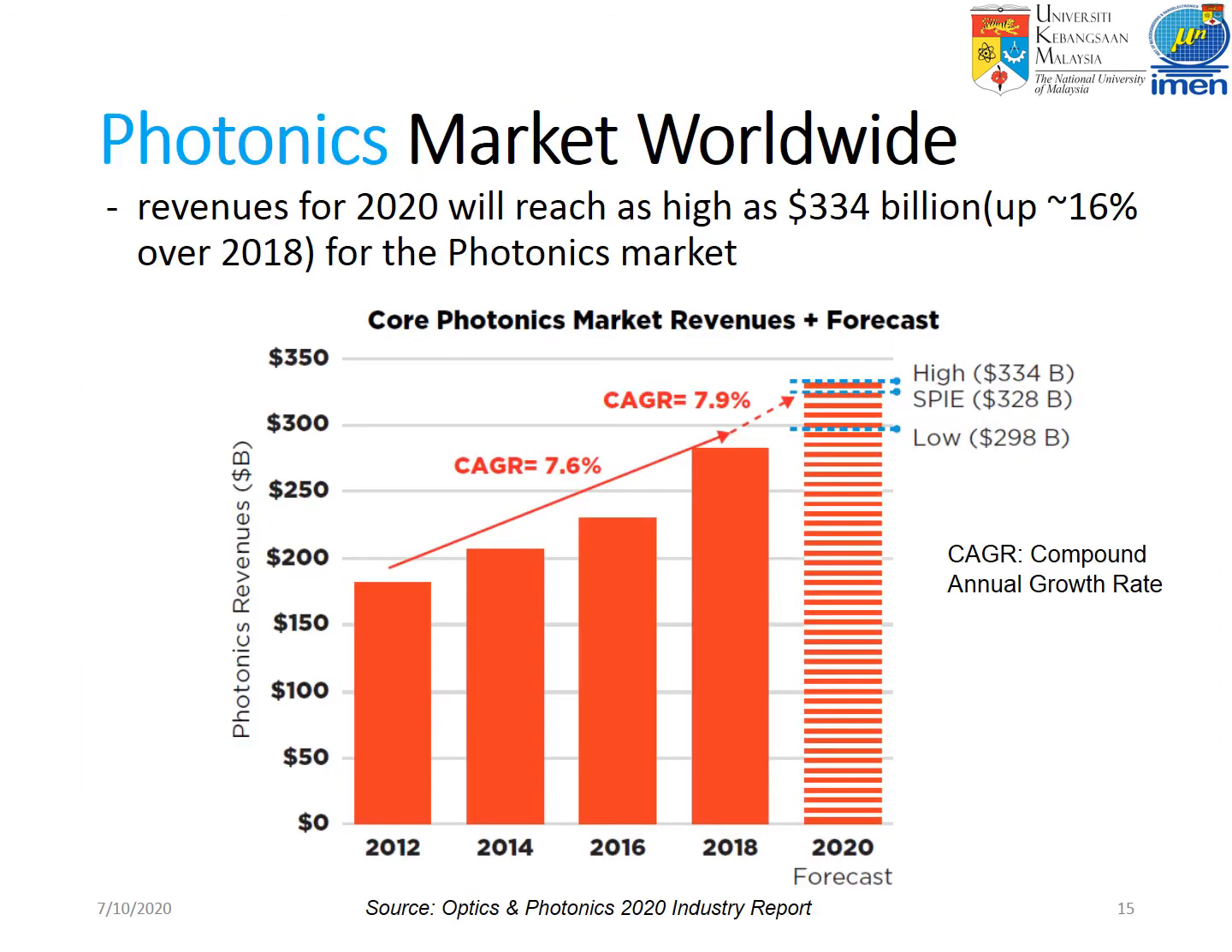And now let's look at the photonics market worldwide. So it is estimated the revenues for 2020 will reach as high as 334 billion for the photonics market. So this is from 2012 right until 2020. This is the compound annual growth rate, and this is in terms of billions. So you can see it is steadily an increasing trend, and with a high of 334 billion.